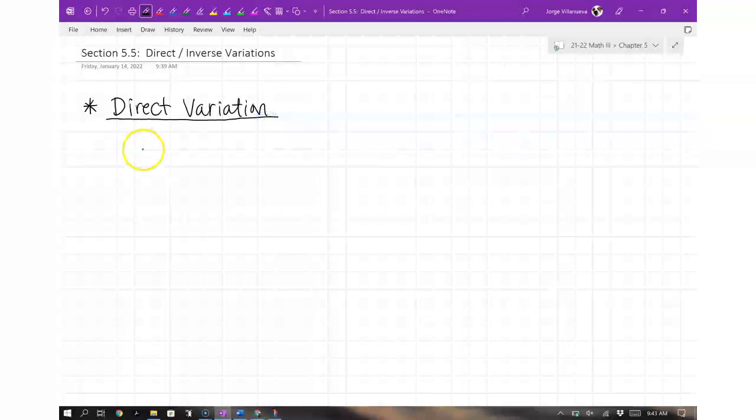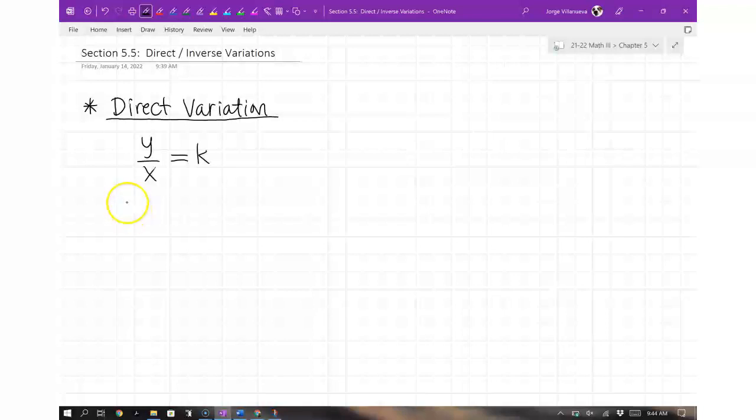All right, so for this section, like I said, direct and inverse variations, there's two types of equations. I'm going to write them both down so you can see them. The very first one, we're going to call it direct variation, and the equation for it is this. Y over x is equal to k. This is the equation for direct variation.